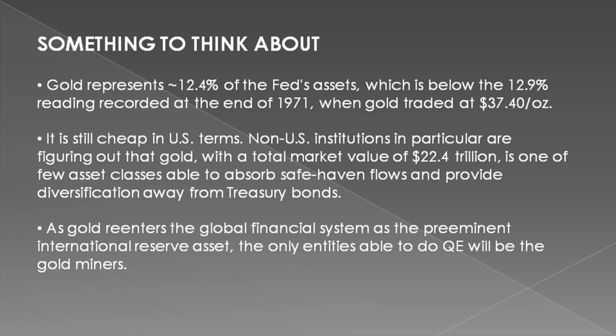It is still cheap in U.S. terms. Non-U.S. institutions in particular are figuring out that gold, with a total market value of $22.4 trillion, is one of the few asset classes able to absorb safe haven flows and provide diversification away from treasury bonds. As gold re-enters the global financial system as the preeminent international reserve asset, the only entities able to do QE will be the gold miners.